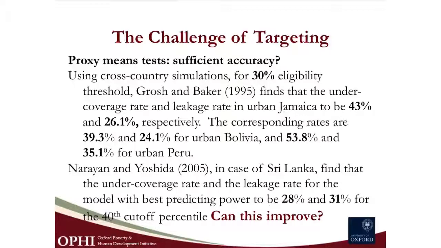So just to start from where we are in the literature, most targeting measures use one of a variety of different proxy means tests. And one of the useful things in that literature is that they have paid a lot of attention to the scope and the size of these undercoverage and leakage errors, errors of inclusion and errors of exclusion. And they tend to be quite sizable.